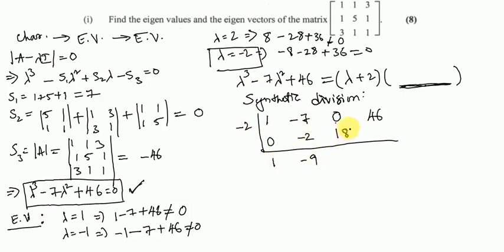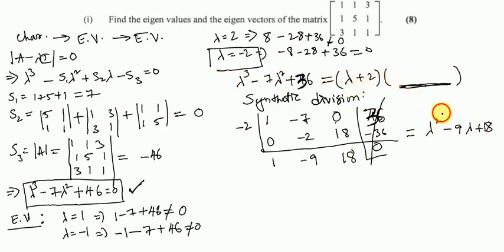And plus 18. So it gives you plus 18. And sorry, this one is 36. So this would be 36. So you will get minus 36 and you will get this term as 0. So using these coefficients, now we can write it as lambda square minus 9 lambda plus 18. Here we can substitute this.